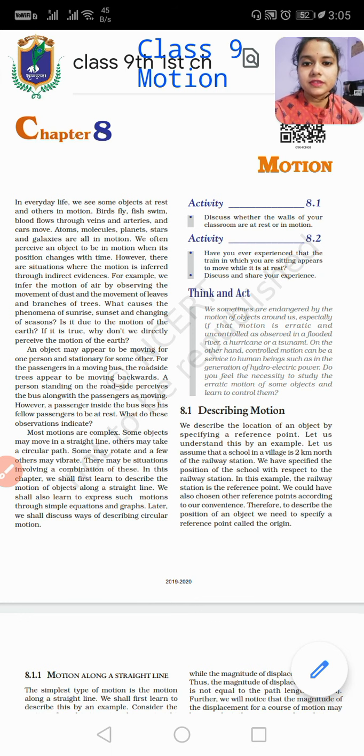Let's start the chapter. Here I am sharing the photo of the chapter. First we'll discuss motion. What is motion? You think what is motion?